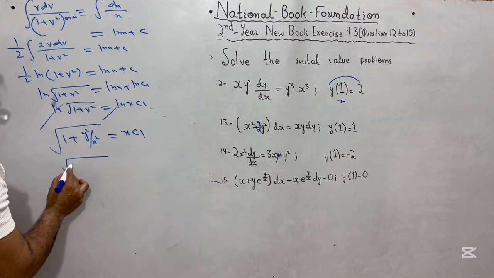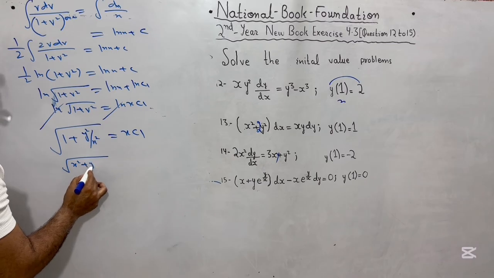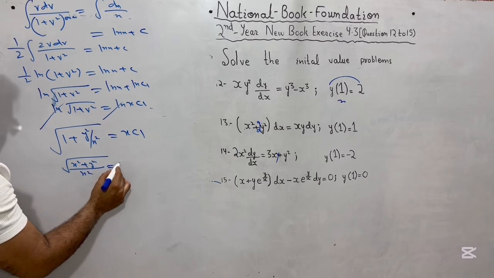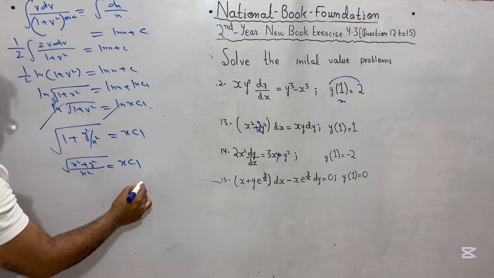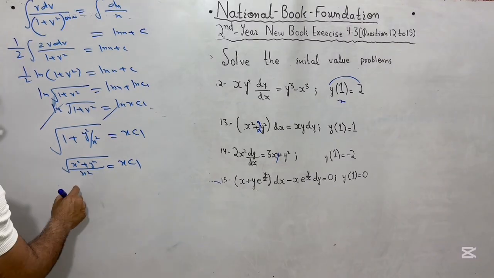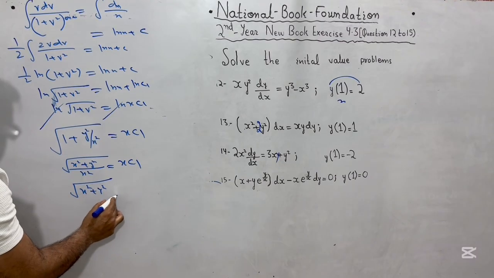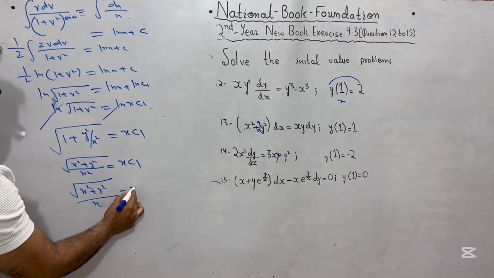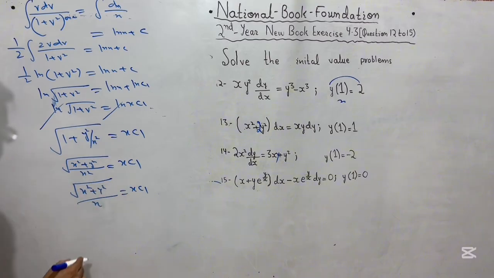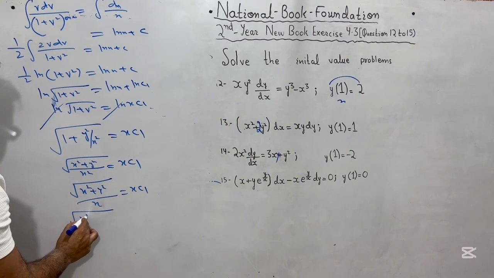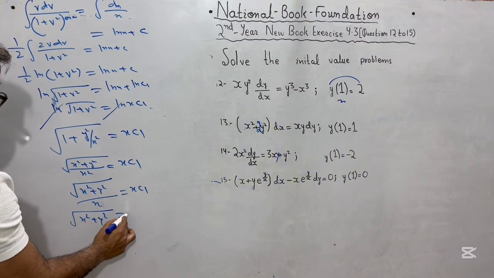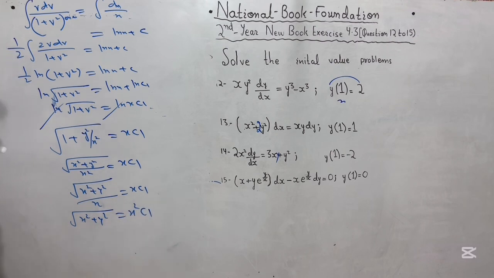Taking LCM, it is x square plus y square over x square, equal to x times c1. x square is a perfect square quantity. It can be written as x square plus y square over x is equal to x times c1. Shift x here, it will become x square plus y square equals x square times c1. Shift this quantity here. Now utilize the initial conditions that we have.